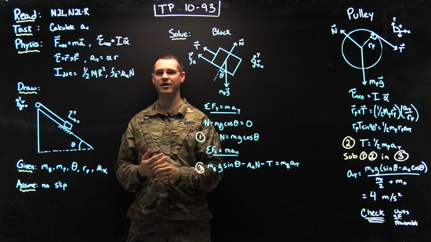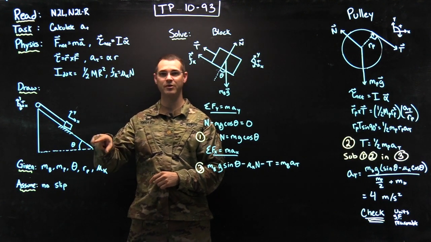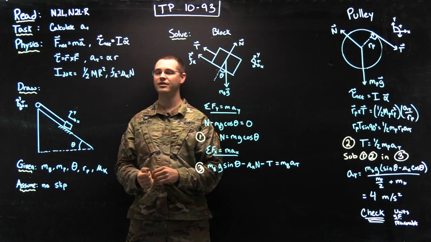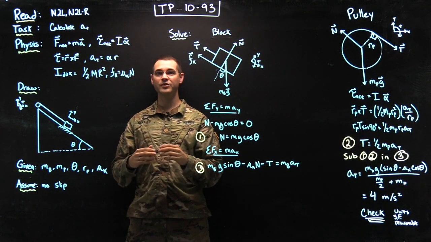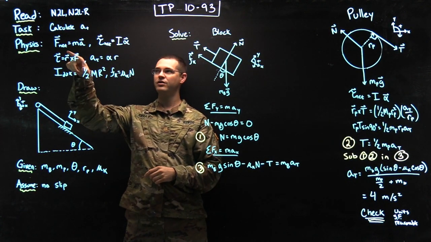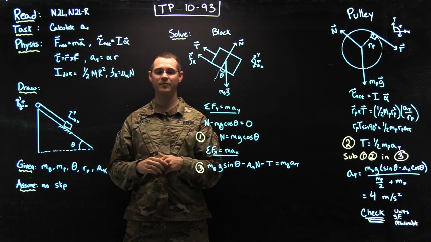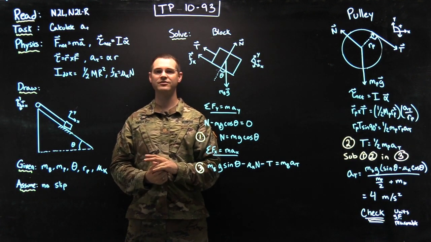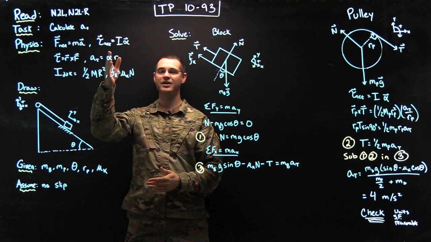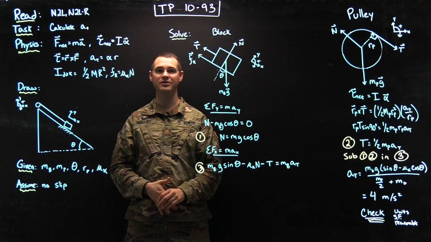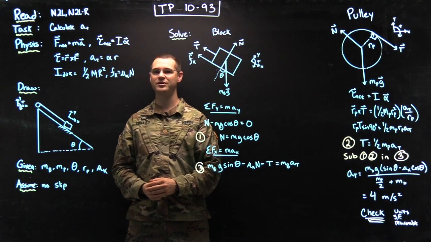Our task for this problem is to calculate the acceleration of our block going down the ramp. For the physics of this problem, let's just go through the list. For Newton's second law on the block, we have to calculate the net force on the object and set it equal to the mass times the acceleration of the block. For Newton's second law on the pulley, we have to calculate the net torque and set it equal to the inertia times the angular acceleration.